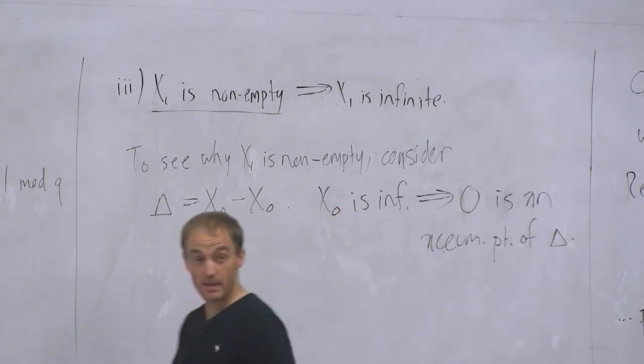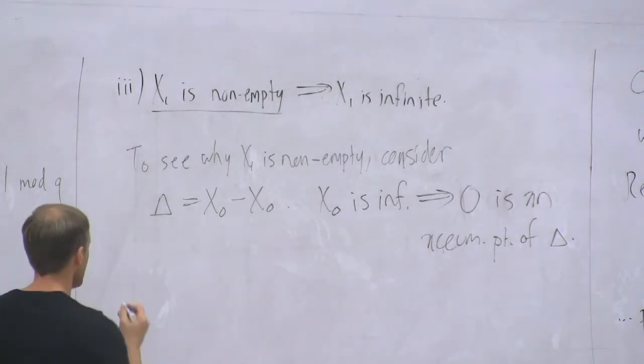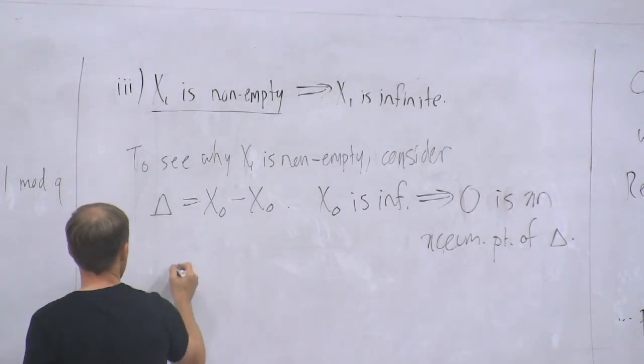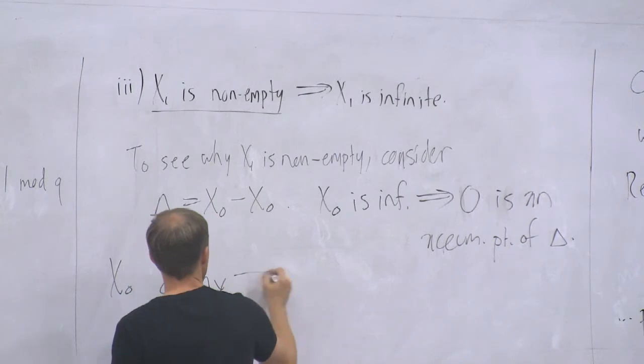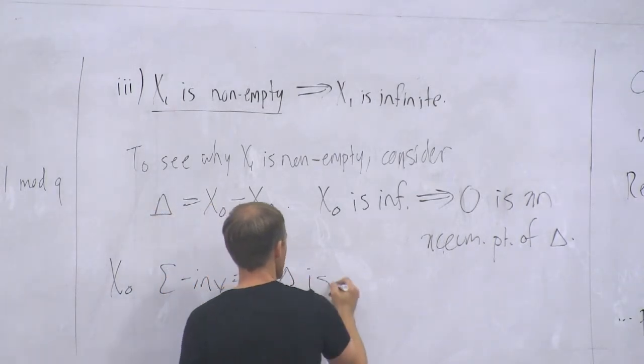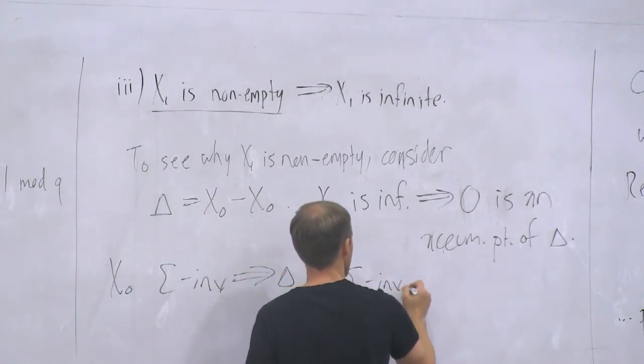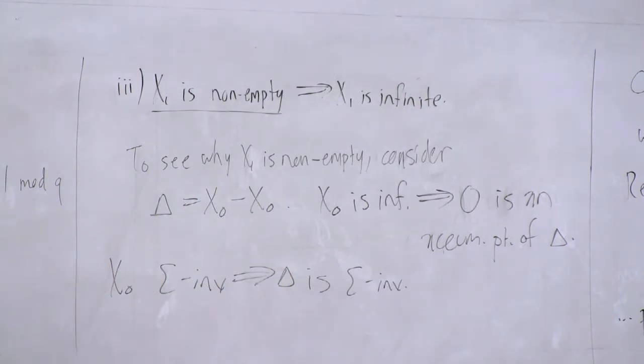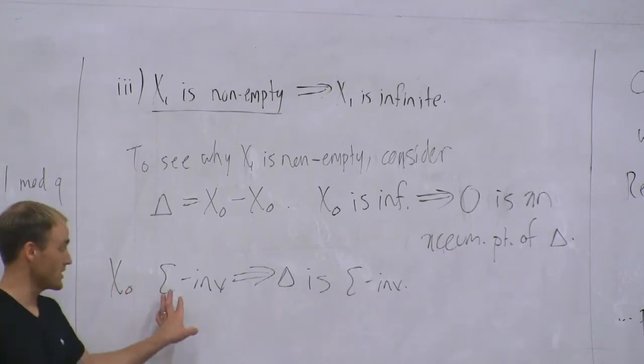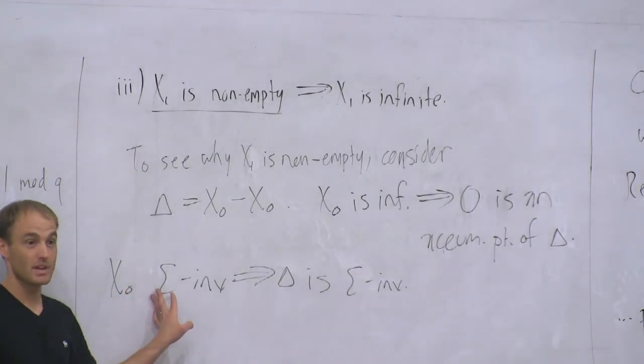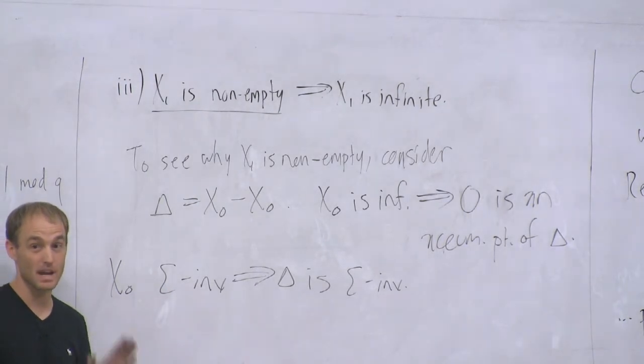Now also, the fact that x naught is sigma invariant implies that the set delta is sigma invariant. Now, who knows what the conclusion of this is? It's the same conclusion as we used in case 1a. We have a sigma invariant set, a subset of the torus that's invariant under a non-lacunary semigroup of integers, and it has zero as an accumulation point, so it's dense. Okay?